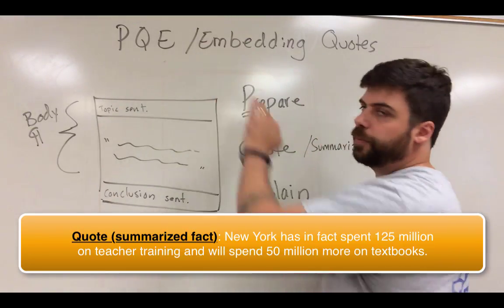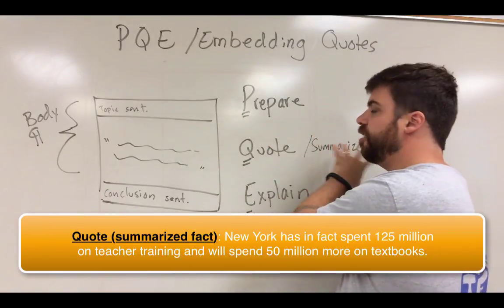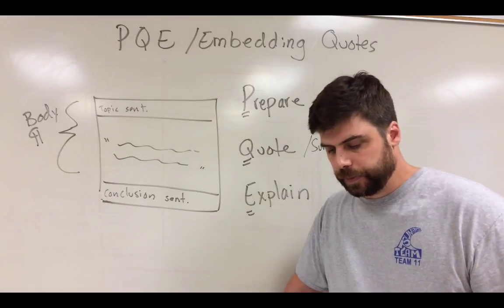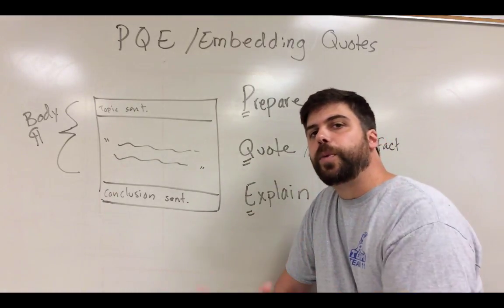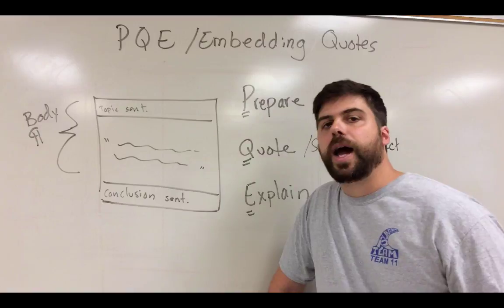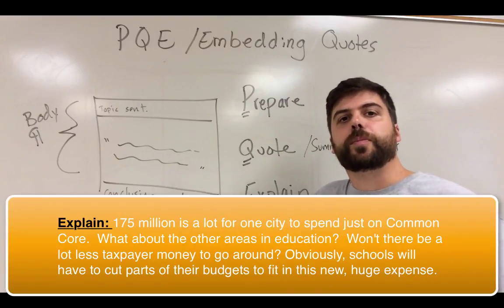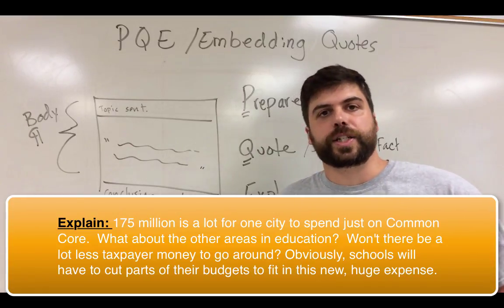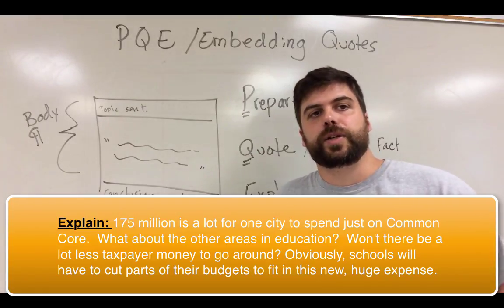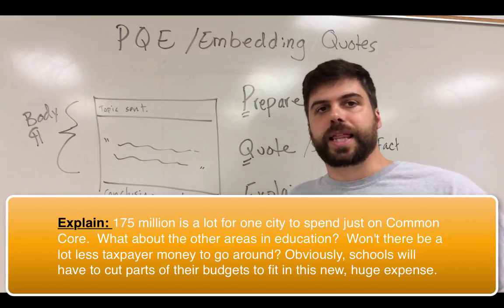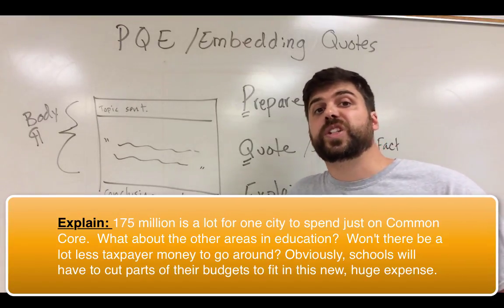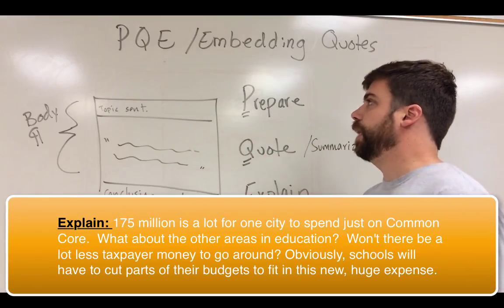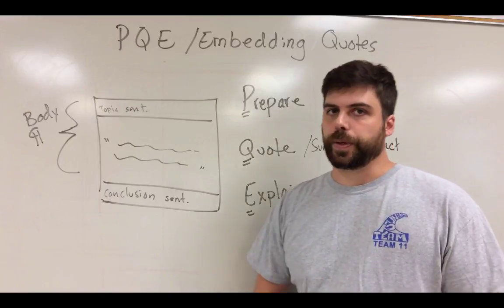All right, so you prepared them for it, then you gave them the summarized fact, and now you need to explain it. That's elaborating on the fact. Now that you've already told them how much money was spent, you can try to put that in perspective. That may need some more information. That could use some comparison. You can give them an idea of how much money that is. So yeah, there you go. So prepare, quote, explain.